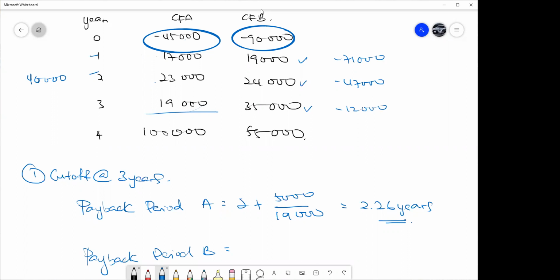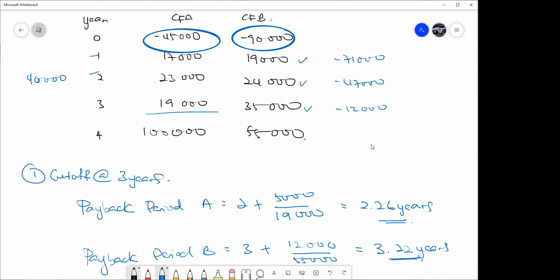All right, so that means this one takes 3 years plus. Okay, so got balance 12K some more. So 12K divided by 55,000. Okay, so this will get 3.22 years. Okay, this is how you count your payback period.